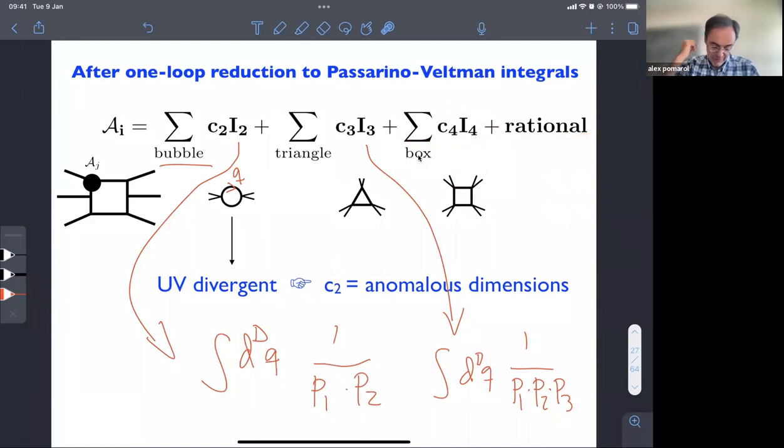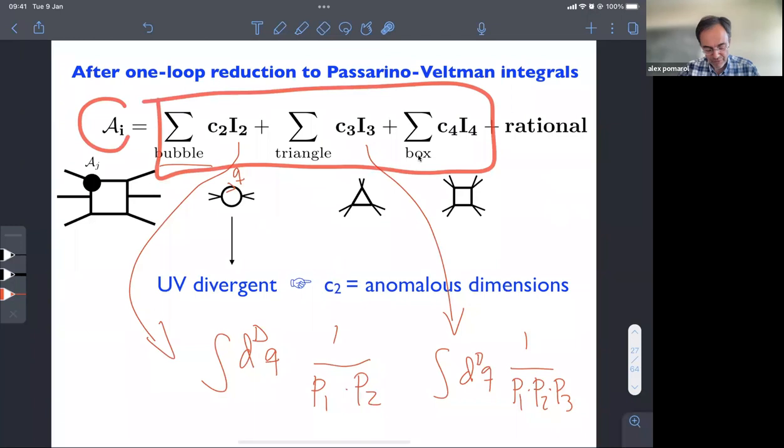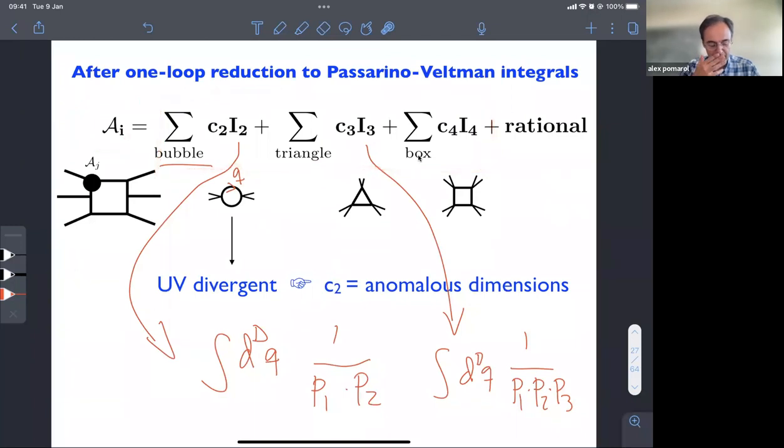Some can be things depending on the kinematics, on p squared, p4, but they have no propagator 1 over p squared like we have in here. Okay, does not contain these integrals. And it can be shown that you can always split your amplitude as a function of this type of integrals.